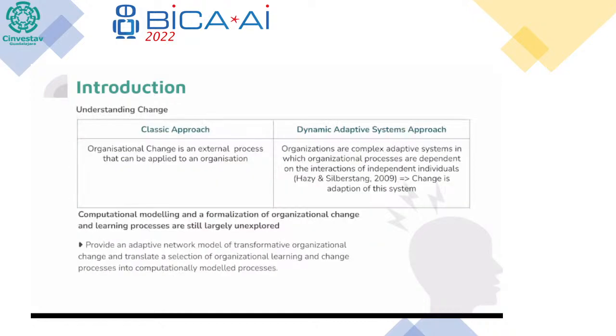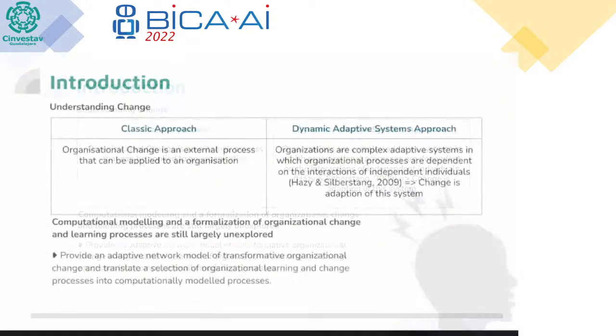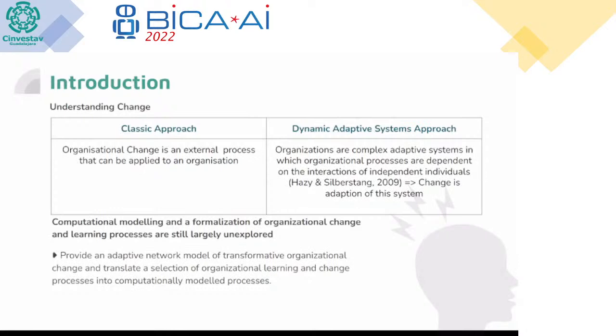There are two approaches nowadays on how to see organizational change. The classic approach is to see organizational change as an external process that can be applied to any organization, but the more recent approach is the dynamic adaptive systems approach, in which organizations are seen as complex adaptive systems, in which organizational processes are dependent on the interactions of independent individuals. So in this approach, change isn't seen as something applied to the company, but a change within the systems of the company, in adaptation of an organization towards the new context or environment.